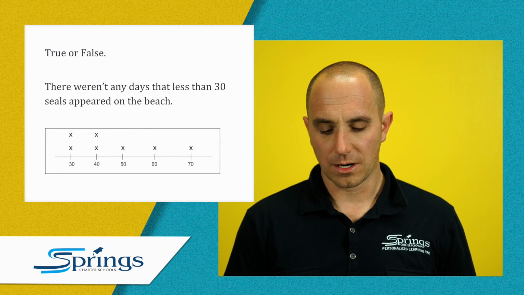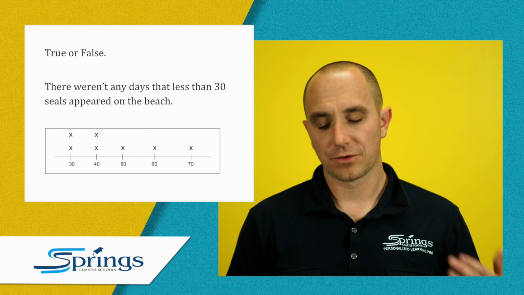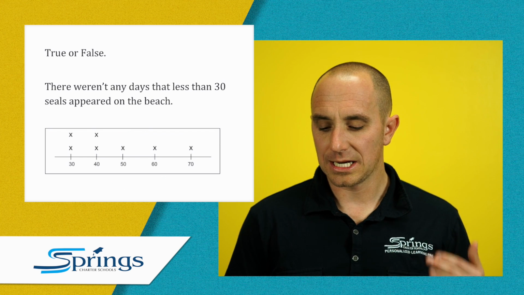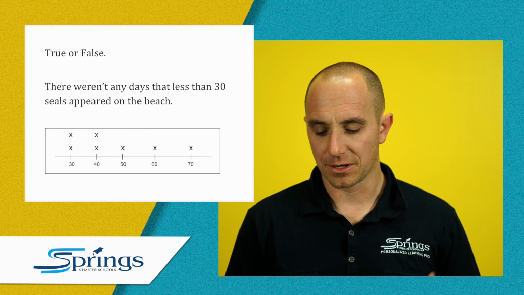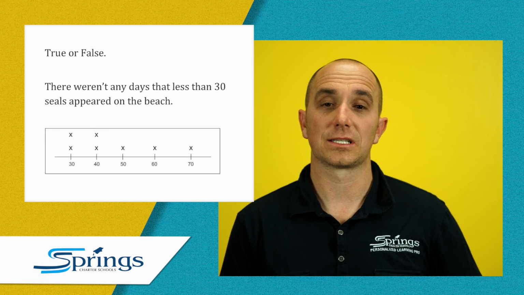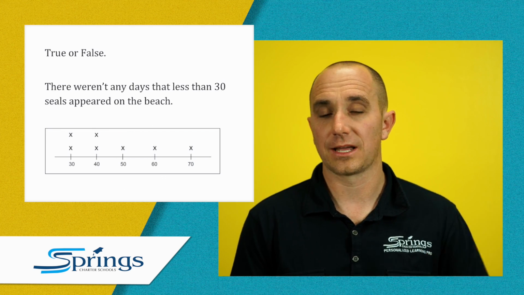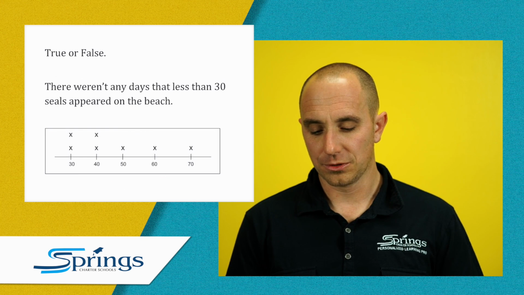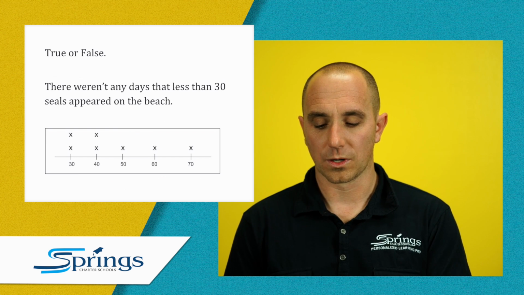All right, so we have another question here. We have a true or false. This one is saying that there weren't any days with less than 30 seals appearing on the beach. And based on our line plot here, we're going to have to trust this as the accurate data. I don't see 20 or 10 or anything else, so that would be true. This is saying that it was always 30 or more.